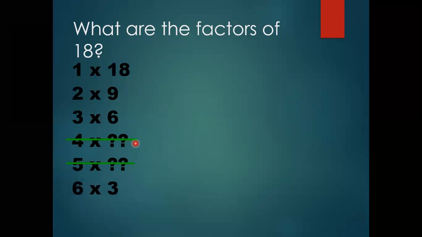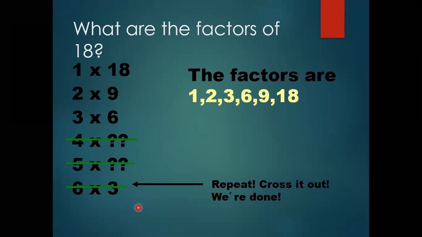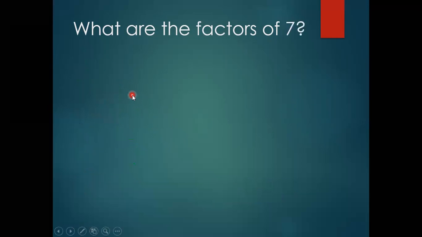And next try with 6. 6 multiplied by 3 is 18. But this is a repeat, right? Because here we got 3 multiplied by 6 and here it is 6 multiplied by 3. If it repeats, cross it out and we are done. So the factors of 18 are what? 1, 2, 3, 6, 9 and 18.